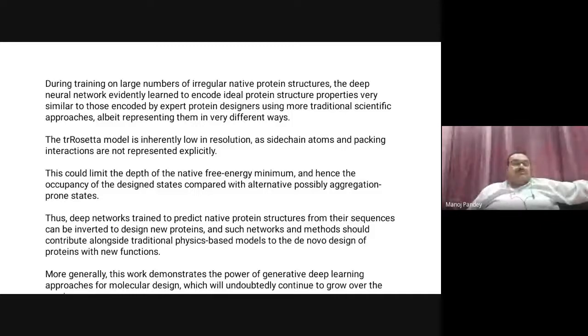The trRosetta model is inherently low in resolution as side chain atoms and packing interactions are not represented explicitly. This could limit the depth of the native free energy minimization and hence the occupancy of the designed states compared with the alternative possible aggregation-prone states.